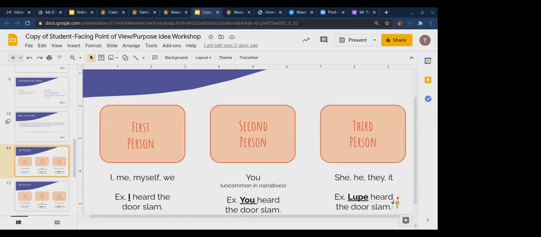Okay. But anybody who can remember a story that they read, a book they've read, a movie they've seen that was narrated in first person. Anything come to mind?